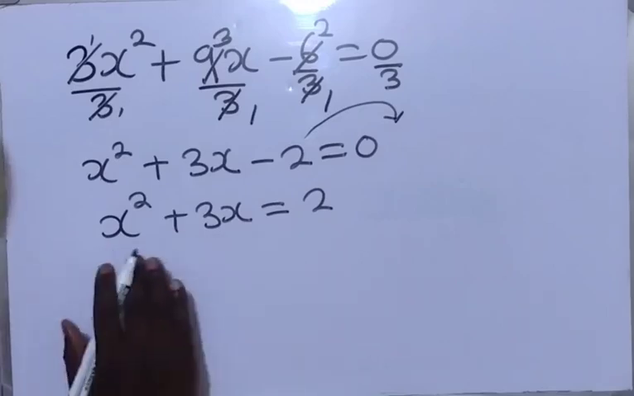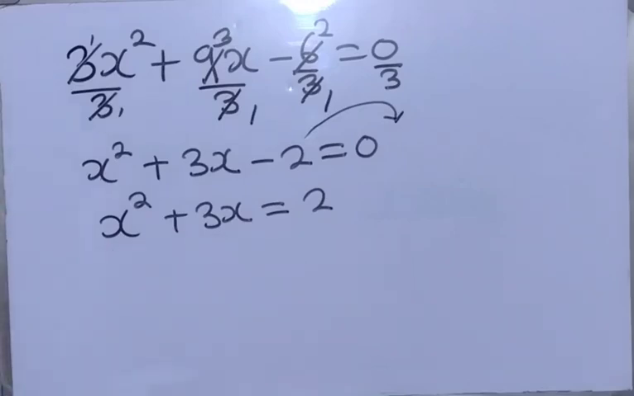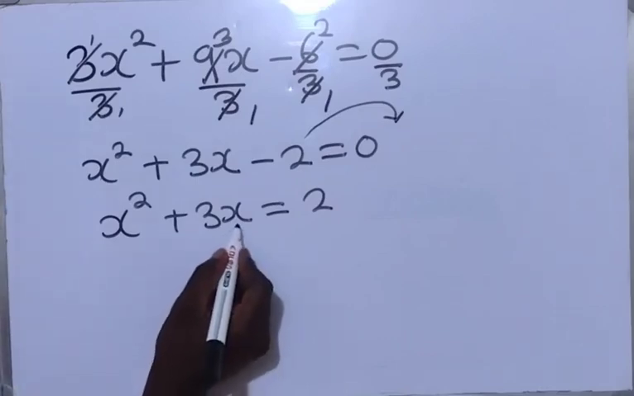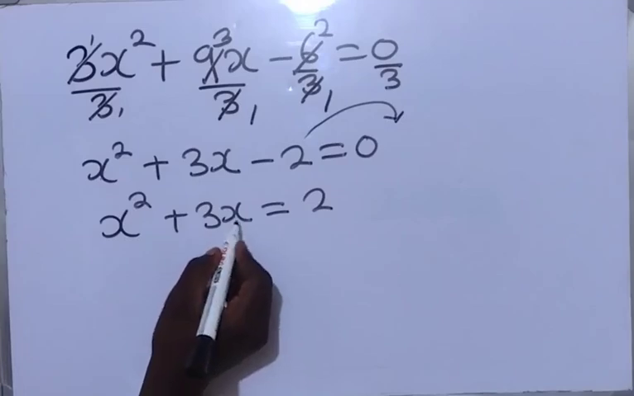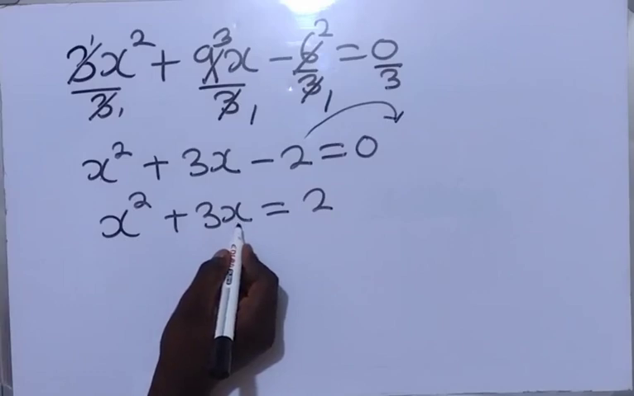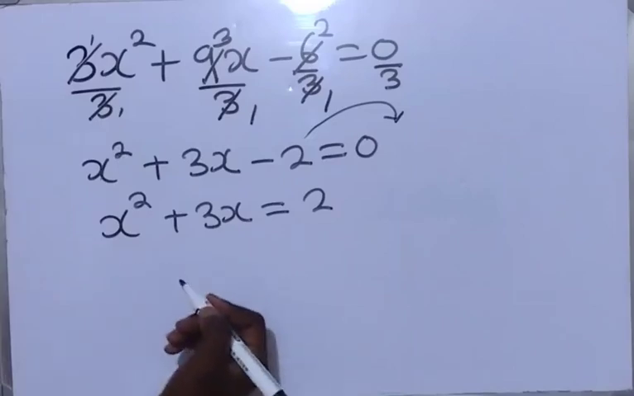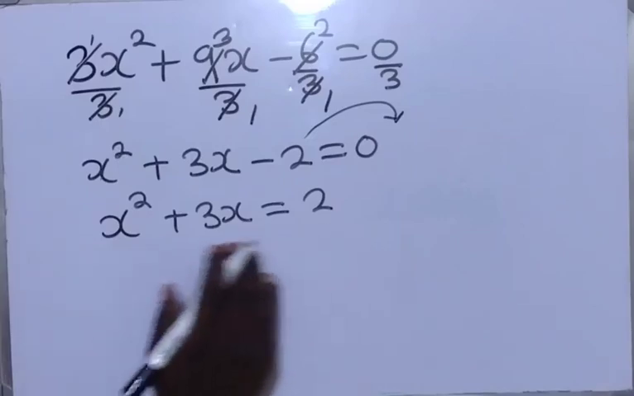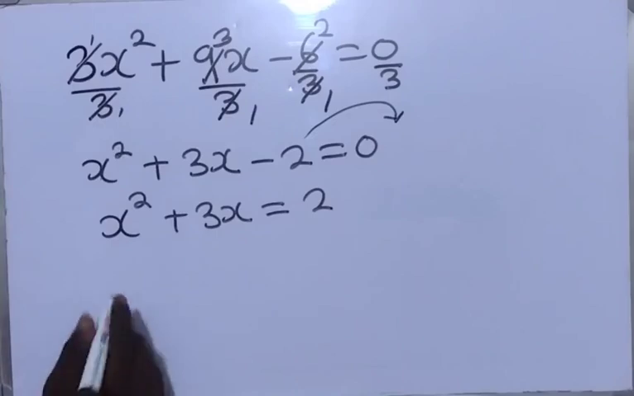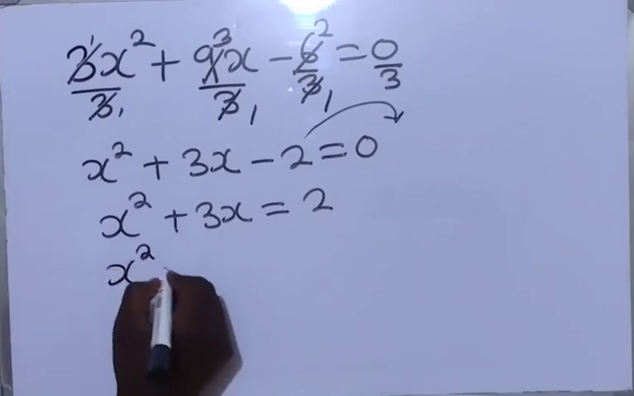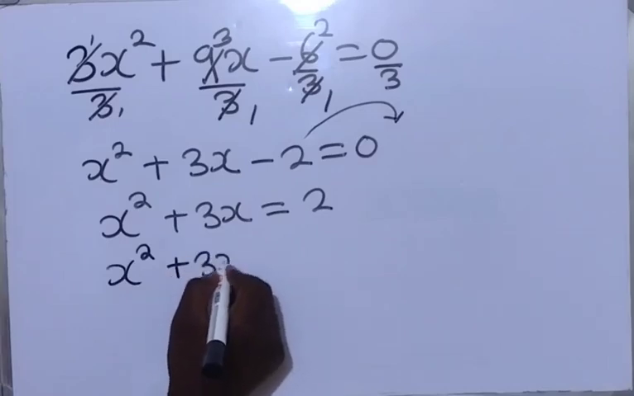So after reaching this stage, what are we going to do? You are going to take the coefficient of x, the one in the middle, right here. You are going to take the coefficient of x, multiply it by half, and square it. Then we add it to both sides of the equation. So we are going to say x squared plus 3x.